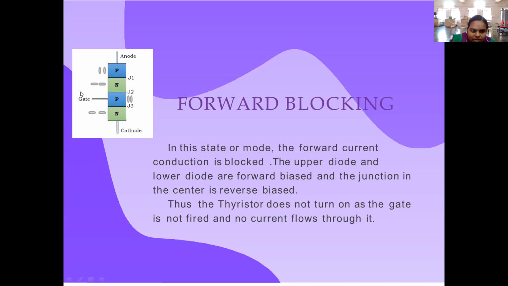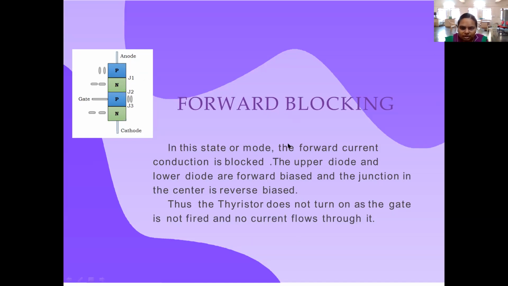And one more thing, remember, we didn't apply the gate here. In this condition, we're not going to apply the gate. That's why we call it forward: even though the supply connection given is in a forward way, it's going to be blocked due to the junction J2. Okay, this is what is written here.